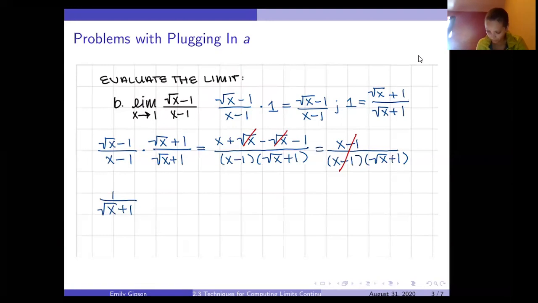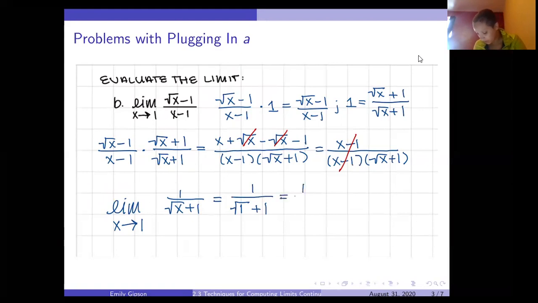So now when we go to evaluate this limit, I'm going to scoot this over. We have no problem just plugging in 1. So we go and we plug in 1. It's going to be 1 over root 1 plus 1. We know the square root of 1 is just the value 1. So we're left with 1 over 1 plus 1, which is equal to 1 over 2. And if we look at the graph of this function, we'll find that it's the exact same.